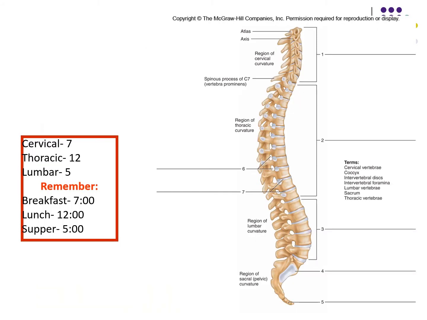So, an easy way to think about remembering this is: 7 a.m. you have breakfast, at noon you typically have lunch, 5 o'clock you typically have supper. The vertebrae get bigger as you traverse down the spine. The top 2 are important and the only 2 that you actually have to remember the names for. However, you will have to be able to tell between the different types of vertebrae.